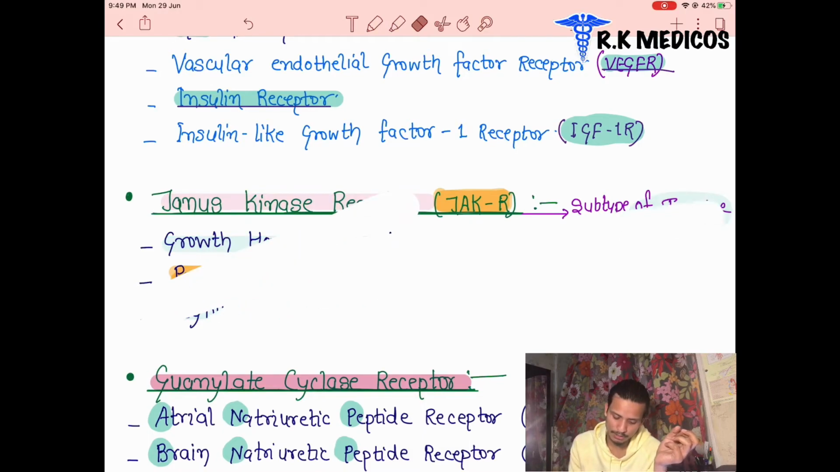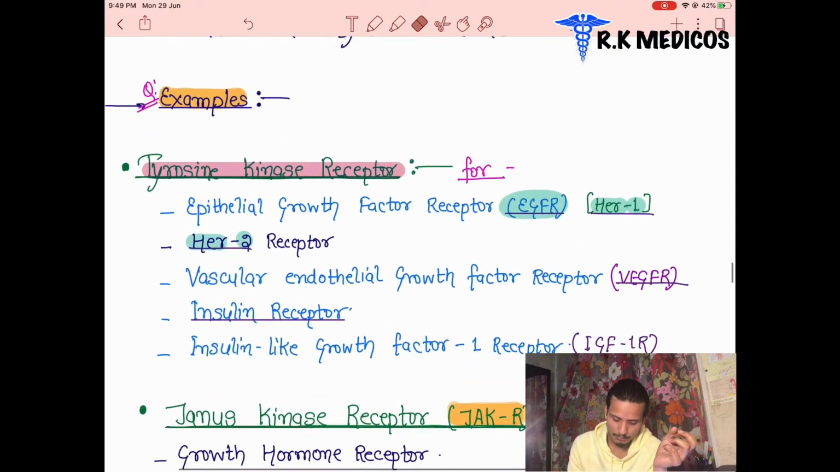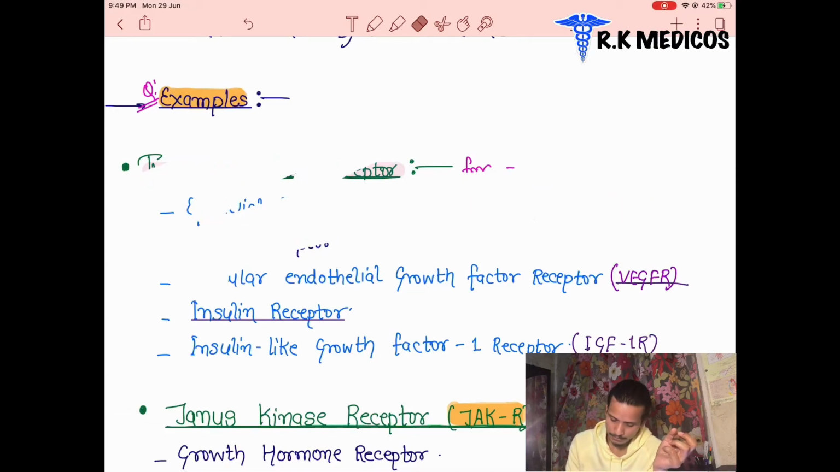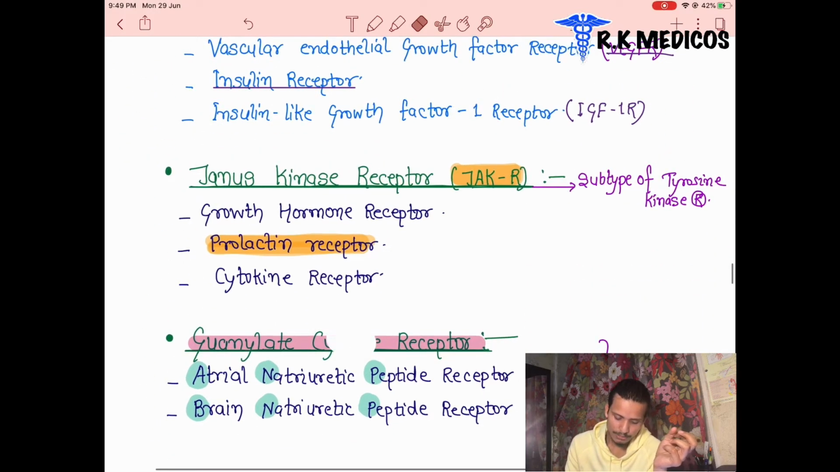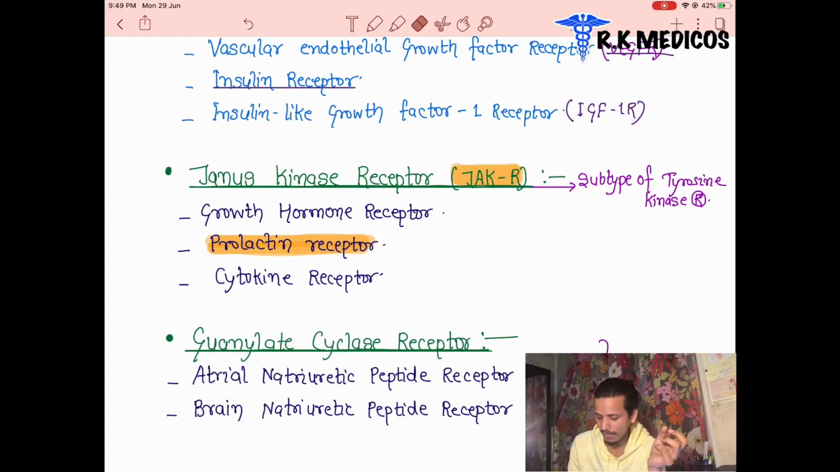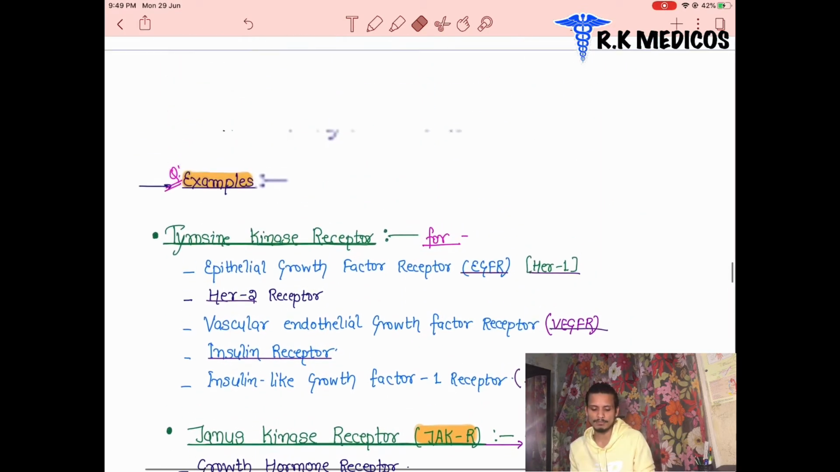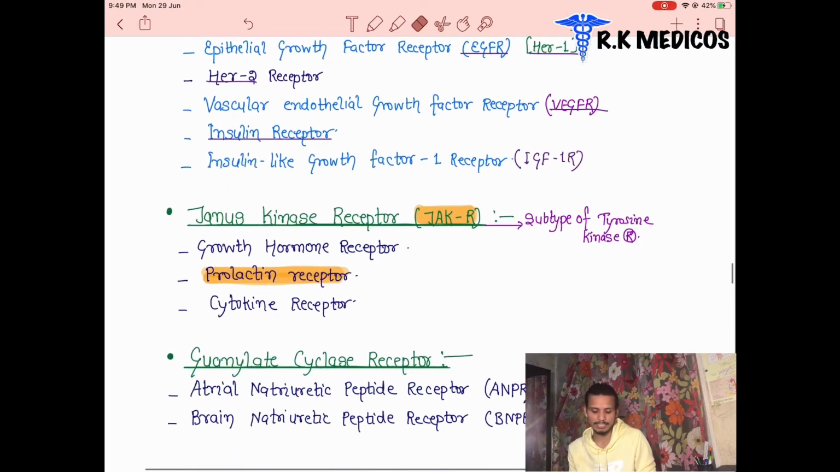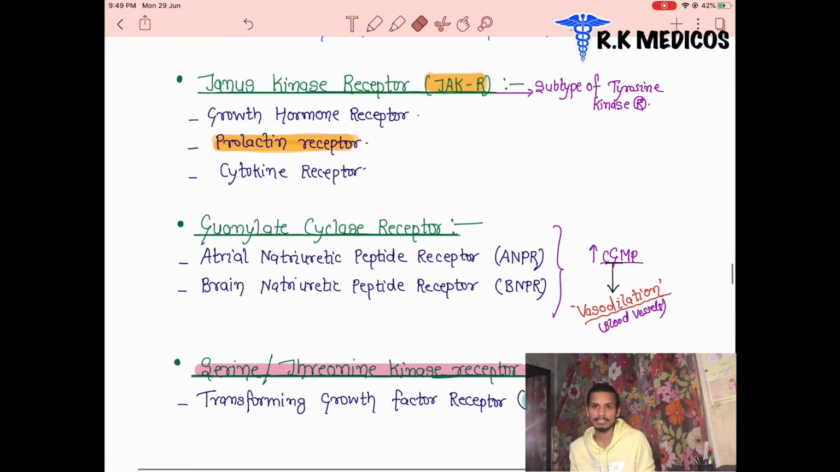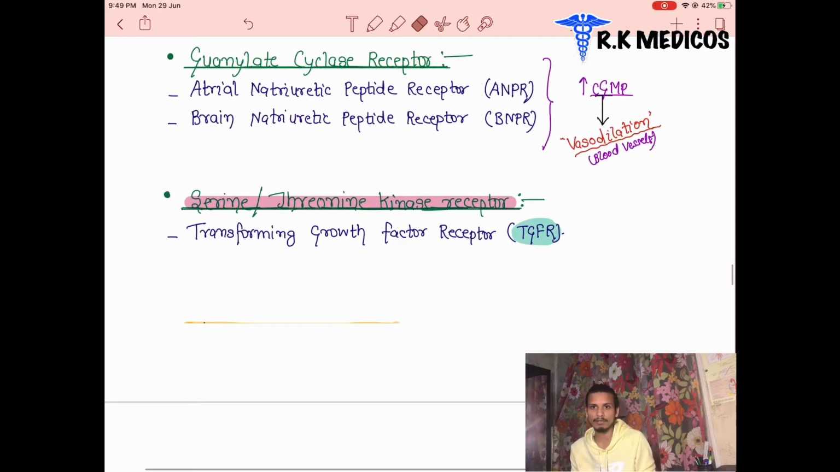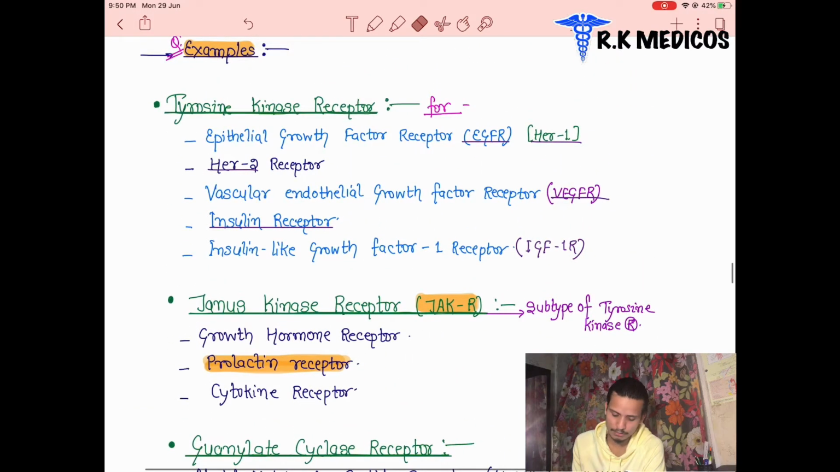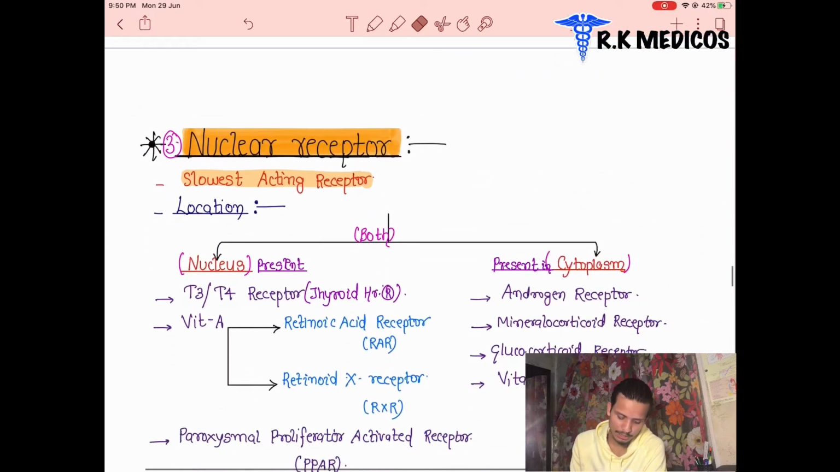So till now we have studied the enzyme linked receptors. What are the four main types of enzyme linked receptors? Tyrosine kinase, Janus kinase, guanylyl cyclase, and the last one is serine and threonine kinase. Memorize all the names, and their actions as well. Next we are going to study the nuclear receptor.